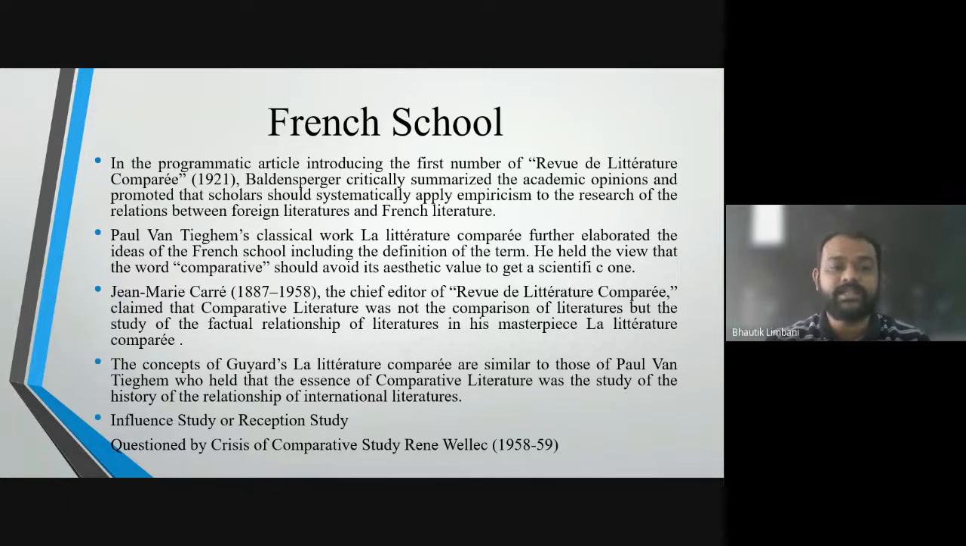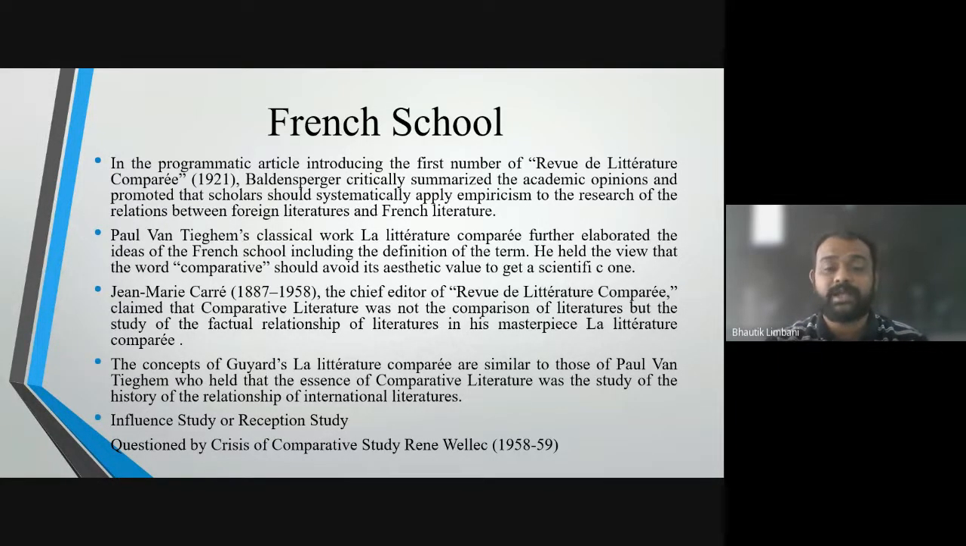Now there was an article, and in that article, it was proposed that scholars should systematically apply empiricism to the research of relations between foreign literatures and French literature. So what do they do in influence study? They study what influenced the author, how the author got influenced, right, and why he was influenced. So who influenced and who got influenced. So they did not pay attention to the literary text itself, but they were more interested in something called author study. Who did what to the author and how the author reacted.